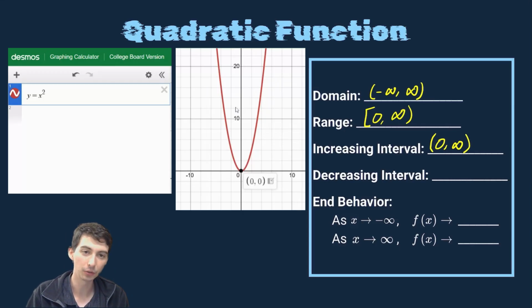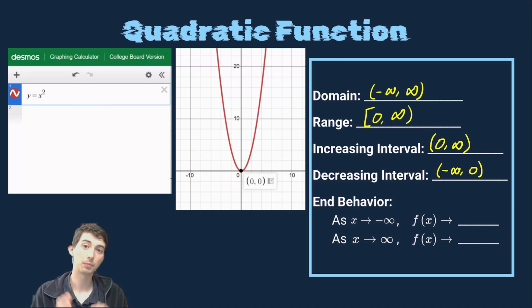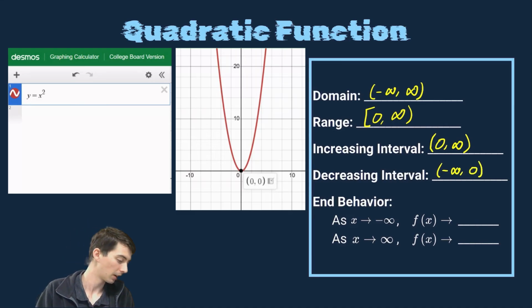My decreasing interval is just the opposite. It's all of these values over here. And so I'm going from negative infinity to 0. We're getting really close to 0, but at 0, we're staying still. So it's going to get a parentheses.